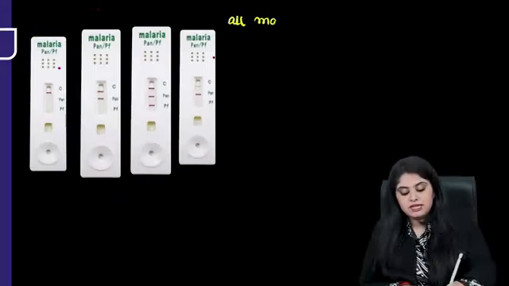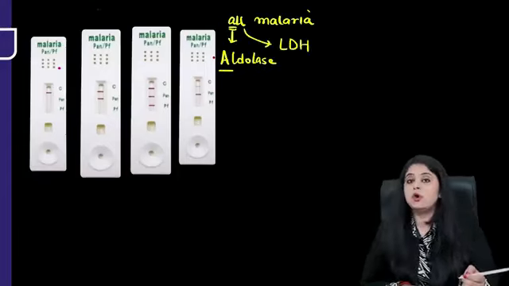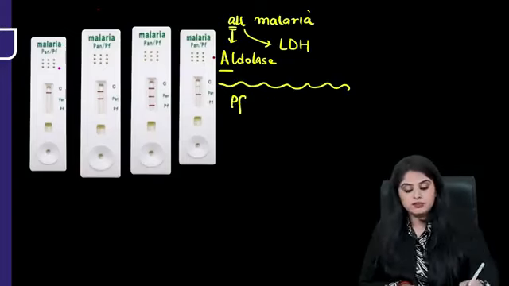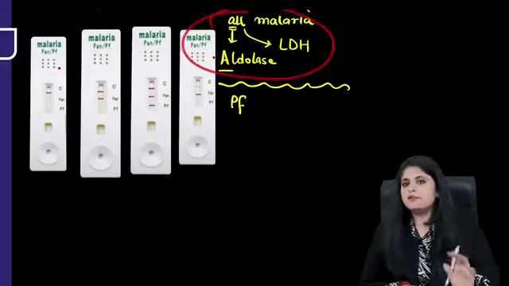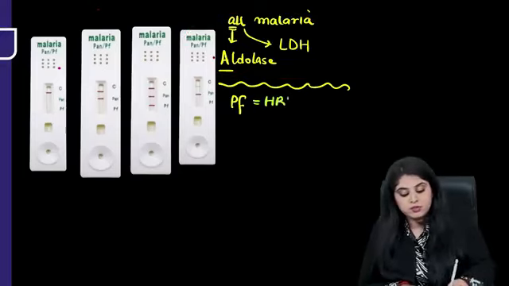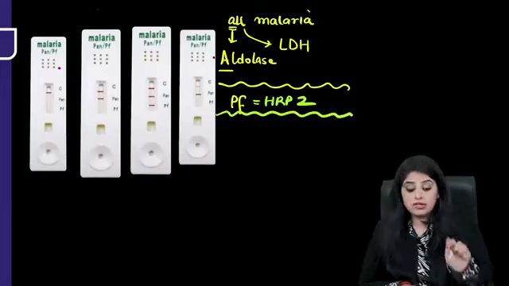Please note, all malaria species have antigens called aldolase and LDH, lactate dehydrogenase. On the other hand, Plasmodium falciparum only, not others, only Plasmodium falciparum, also has aldolase and LDH, but Plasmodium falciparum has histidine-rich protein 2. It has HRP2, or histidine-rich protein 2, which is extra, and only falciparum has it.